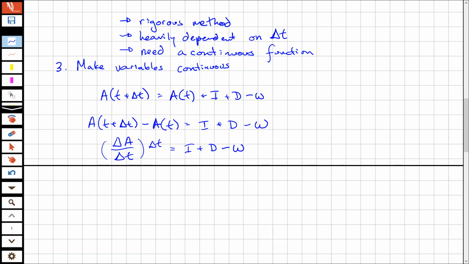But in order to make it continuous, let's divide by that delta t on both sides. So what I actually get is dA dt is equal to I over delta t plus d over delta t minus w over delta t.